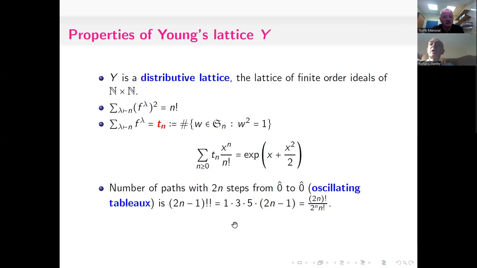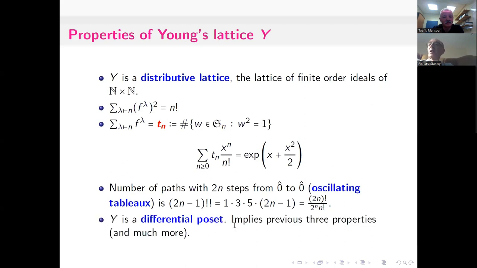Now, all of these last three properties can be explained purely lattice theoretically by saying that Y is a differential poset. Well, I won't define that, but that gets you into the theory of differential posets. Differential posets can be used to prove many other chain counting properties in Young's lattice. But as many of you know, these properties can also be explained using representation theory.